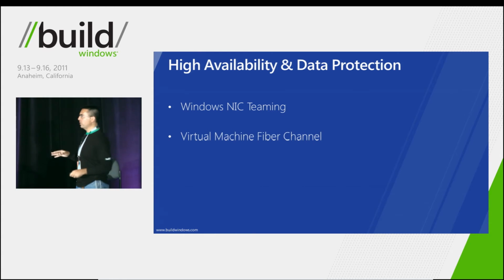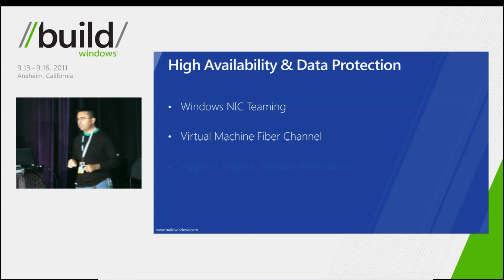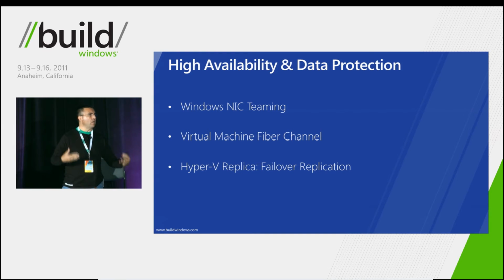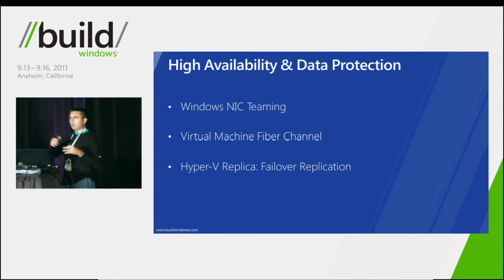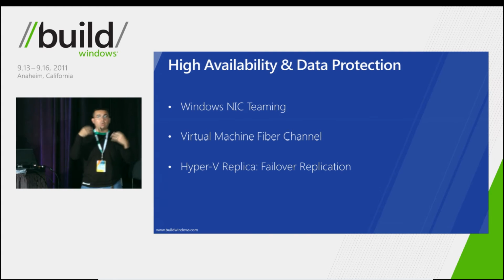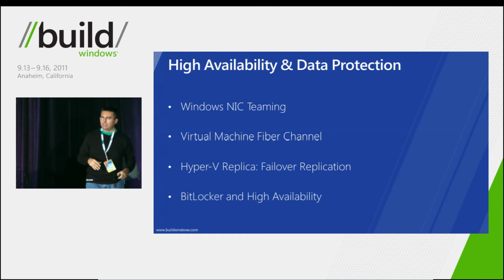Virtual machine Fibre Channel, I already talked about this. Yes, guest Fibre Channel in the guest. Hyper-V Replica, didn't get a chance to talk about this, but we have replication in the box. So we can enable disaster recovery through Hyper-V Replica. I can replicate literally between two sites that I own, or if I'm a cloud provider and I want to provide replication services, I can now do that through Hyper-V Replica. And again, this is an in-box capability.